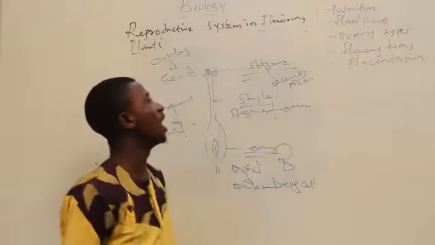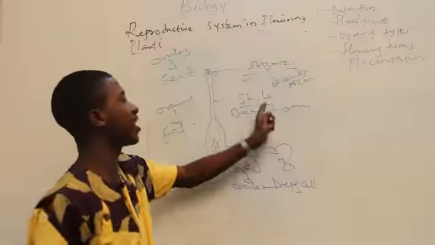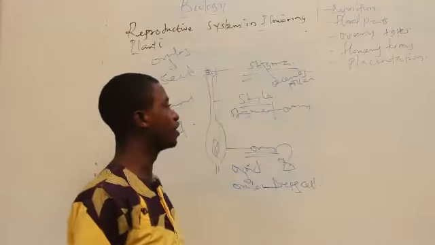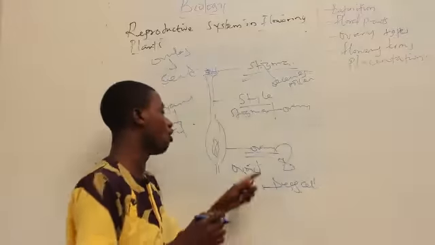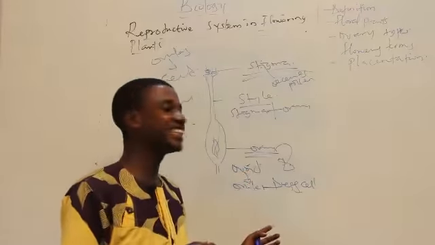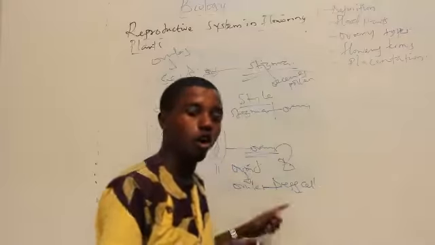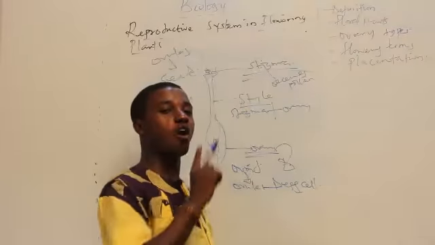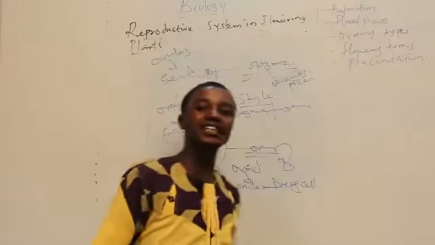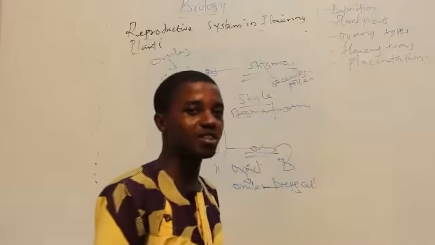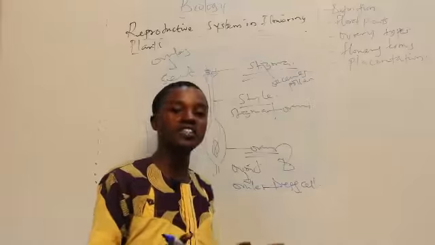I'll say it one last time. The stigma receives the pollen, the style connects the stigma to the ovary. The ovary contains two or more ovoid structures called the ovules. The ovules contain the egg cell. Ovules will later develop into seed. Ovary will later develop into fruit. So you need to quickly get used to all these facts.